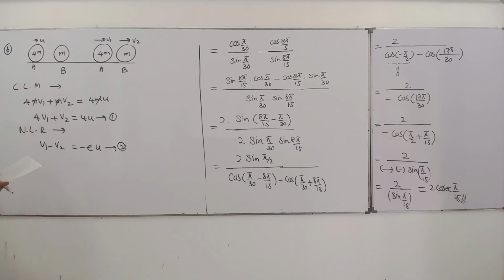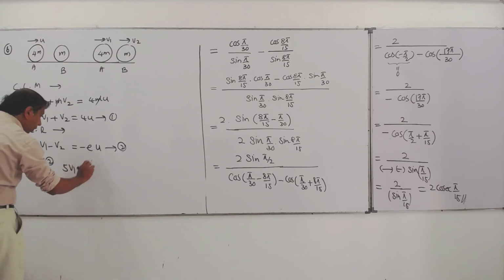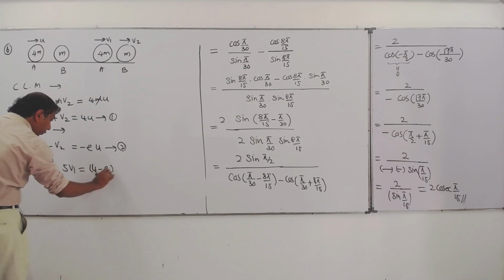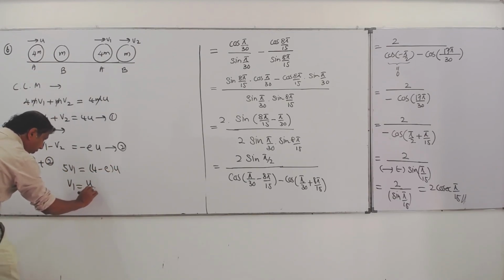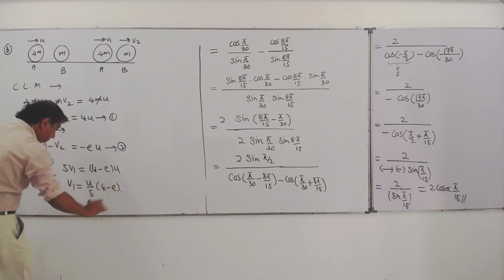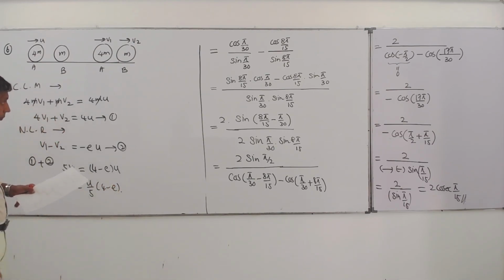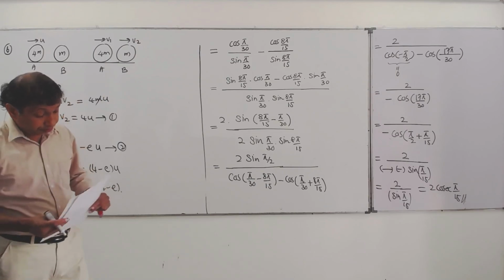Right. Now, we can first find v1 by adding 1 and 2, these two will cancel off. Taking u out, v1 equals (4 minus e) times u, so v1 is u by 5, (4 minus e). Right.